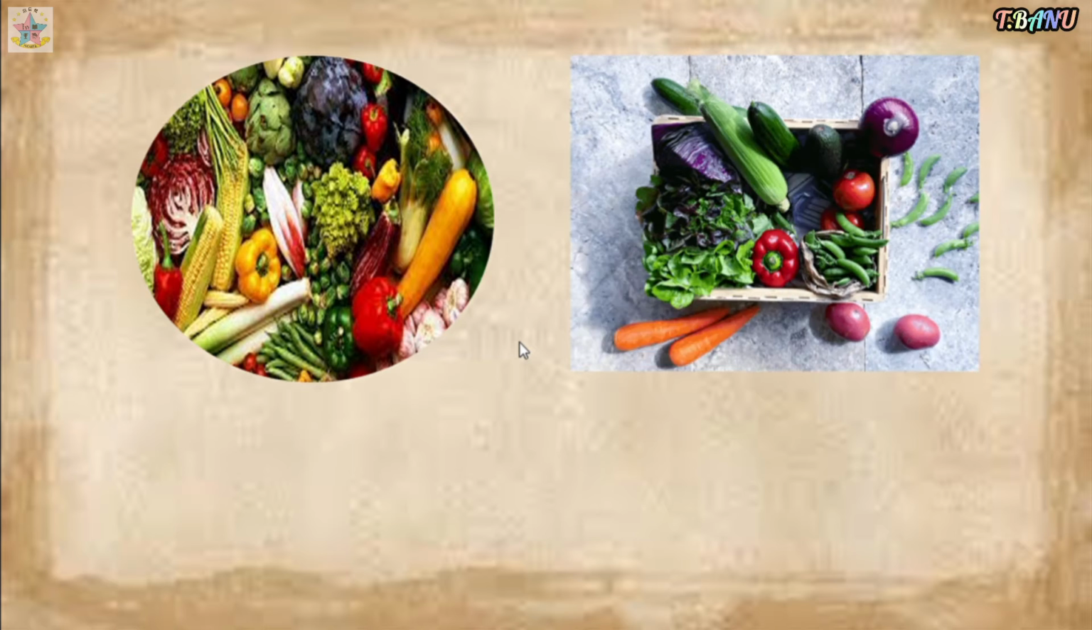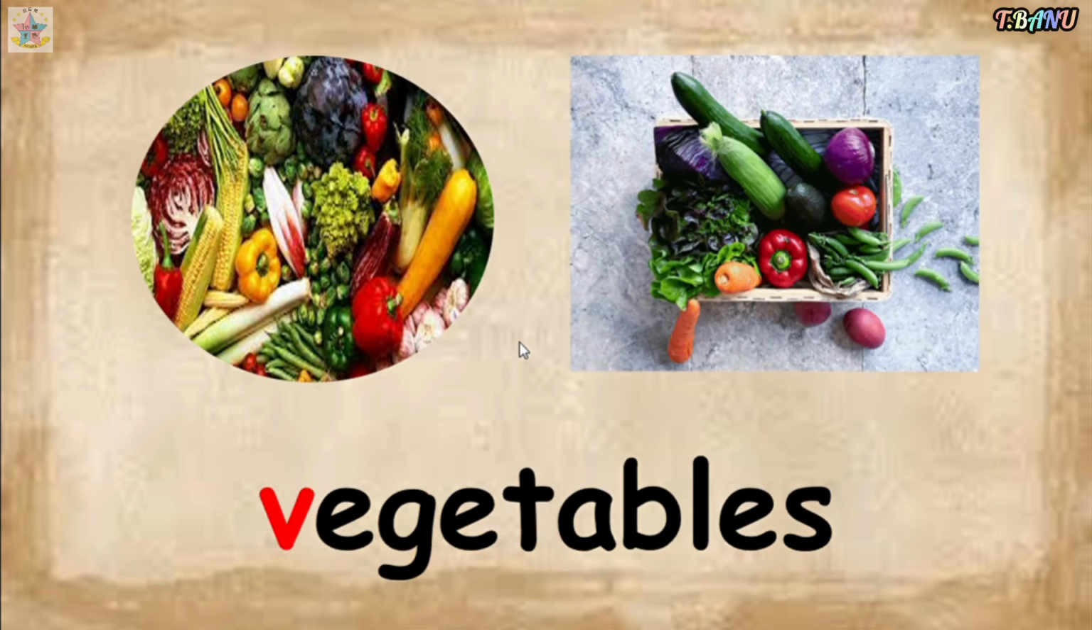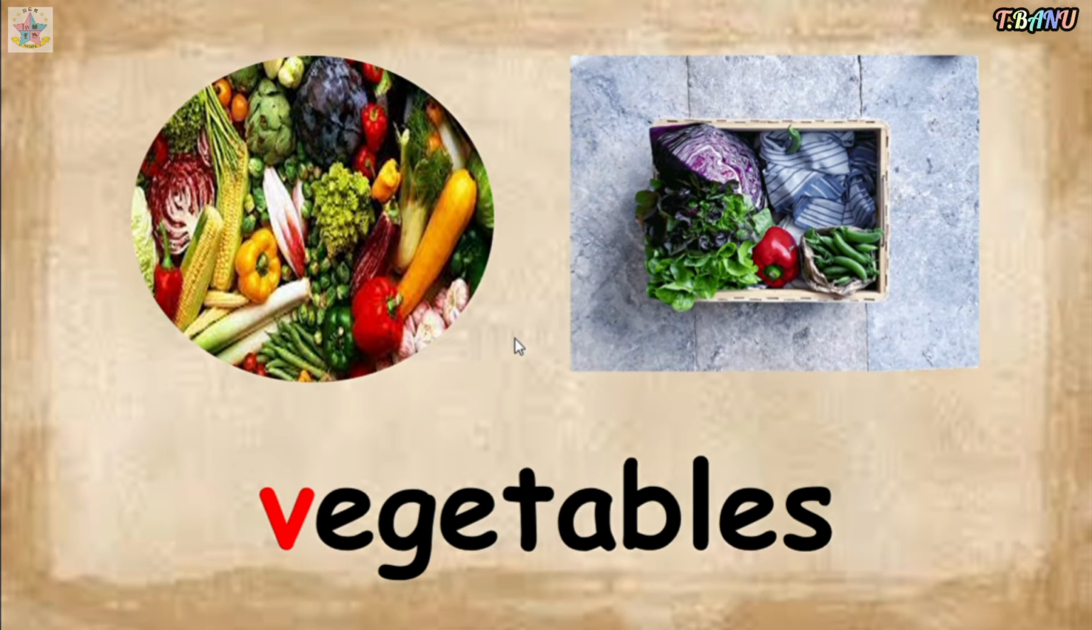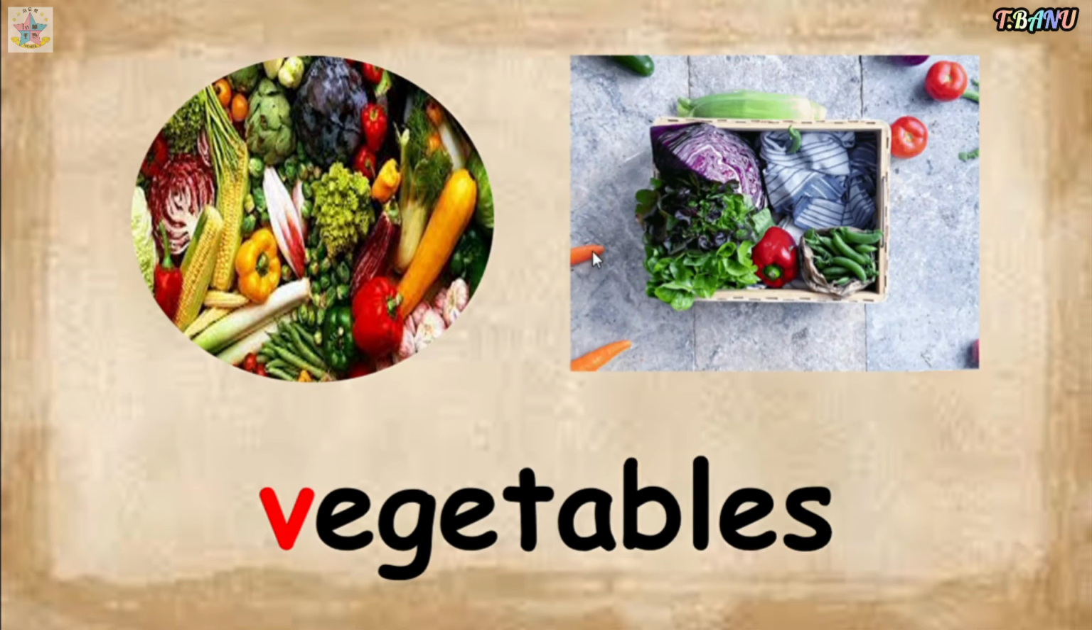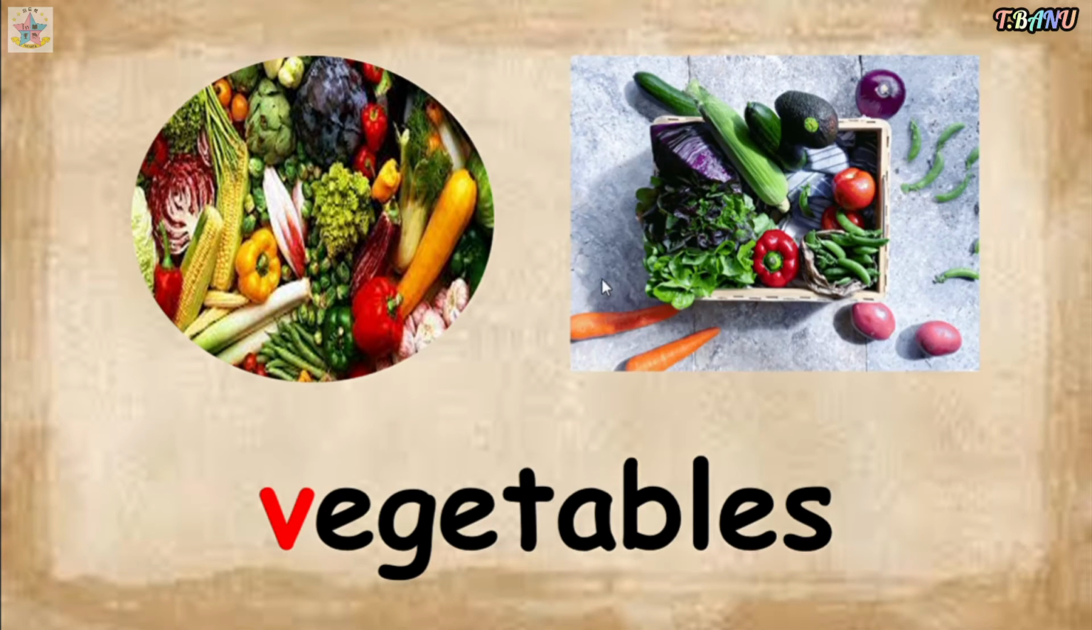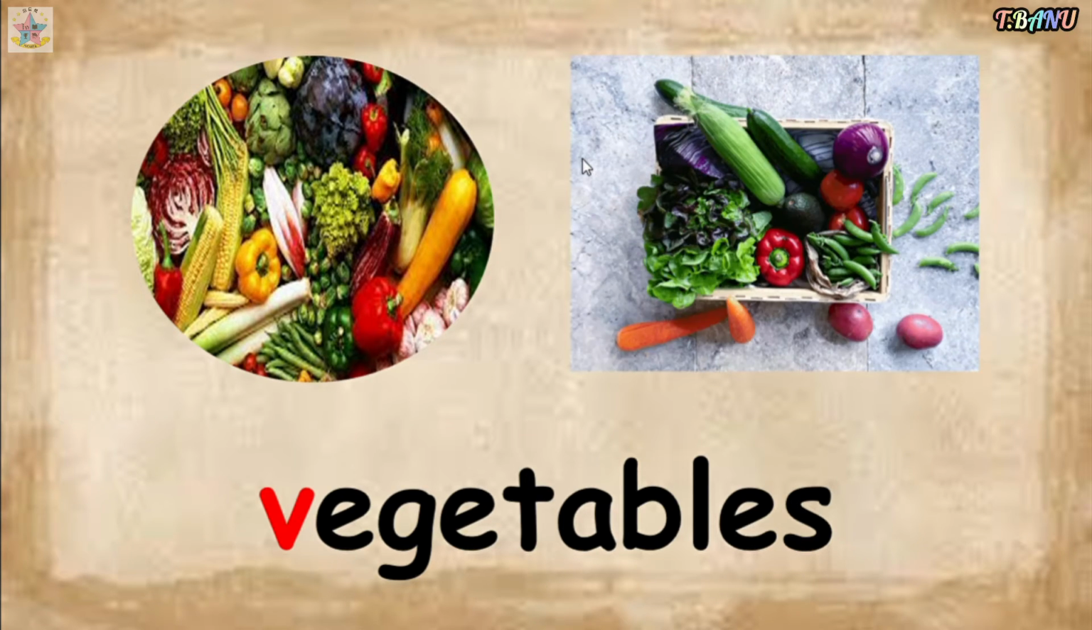Children, what is this? You see all the vegetables come out from the basket? Yes, this we call vegetables. V, V, Vegetables. V, V, Vegetables.